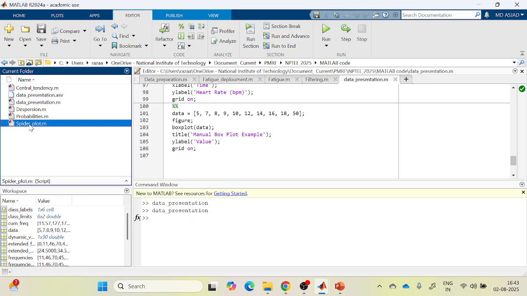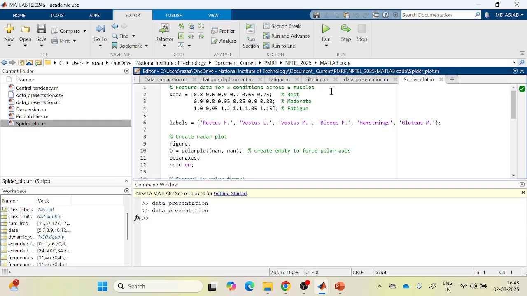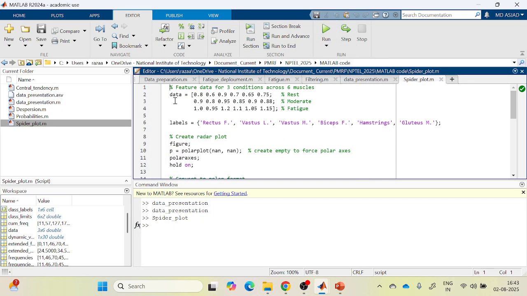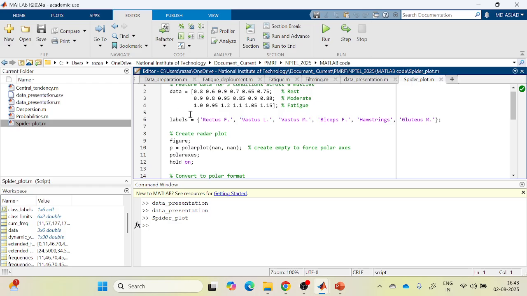So a spider plot, if we draw, how will it look? Let me explain the data also. For the rest condition we have the muscle activation data. For the moderate condition we have this type of data. For the fatigue cases we have this data, and the label is the rectus femoris, vastus medialis. That is the muscle's name.